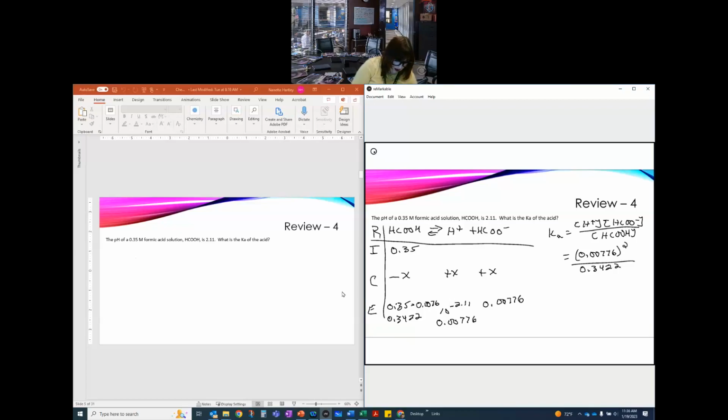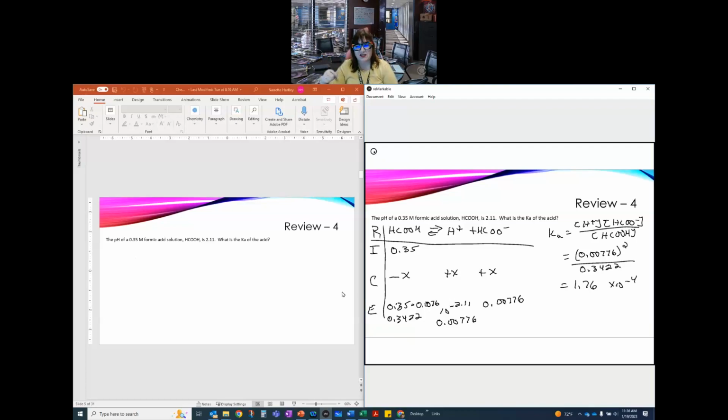All right. So I'm going to go back and do 10x to the negative 2.11 to get that whole number there. I'm going to square that. I'm going to divide that by the quantity, 0.35 minus the answer that we calculated, which is 0.0077624712. That's all my calculator will show me. And I end up with 1.76 times 10 to the minus 4.